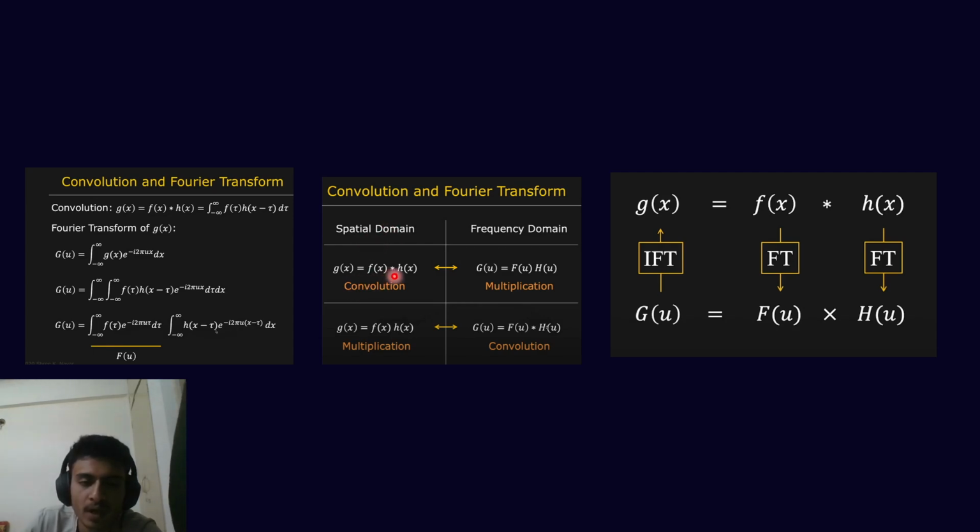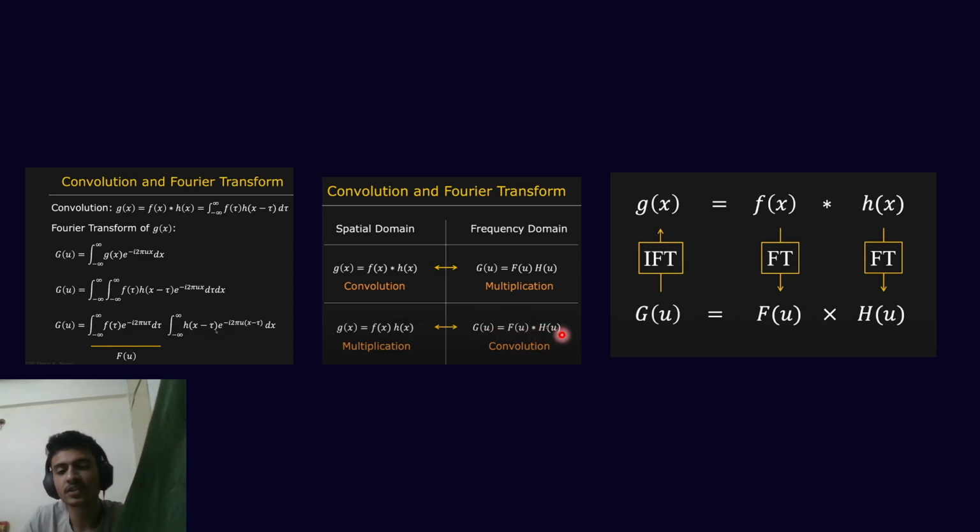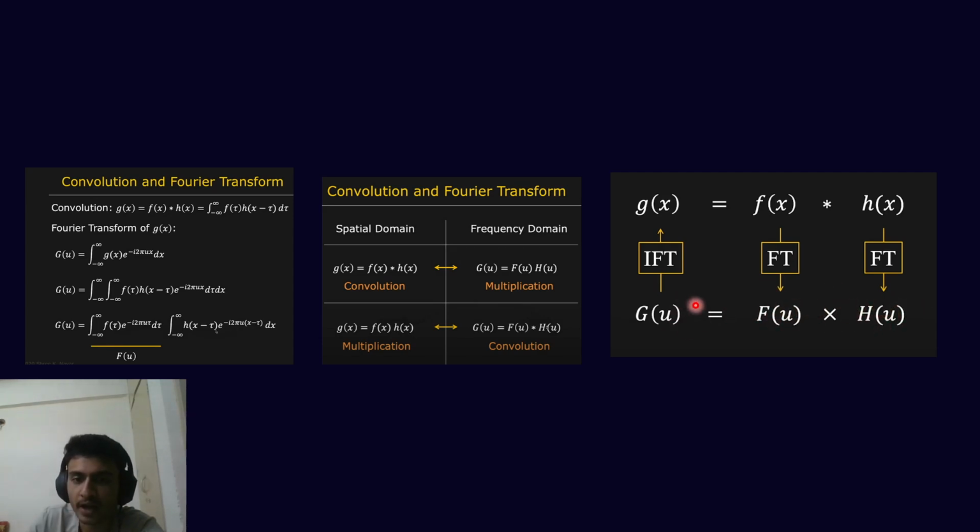In the spatial domain, if we convolve two functions, we will get g(x). Doing the same thing in the frequency domain, we can multiply these two Fourier transform functions and get the same function g(u). Or in the spatial domain, we can multiply two spatial functions to get g(x), and to get the same output, we can convolve two Fourier functions to get g(u). This is represented here. We can get g(x) by convolution of f and h, taking the Fourier transform of these two and multiplying these Fourier functions, we get g(u). After getting g(u), we can take the inverse Fourier transform and we get g(x).